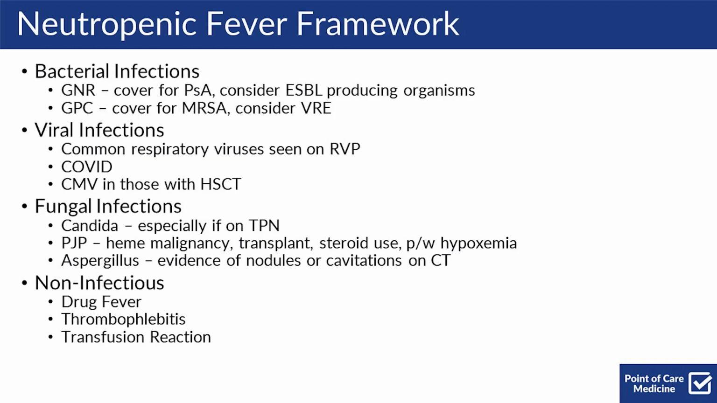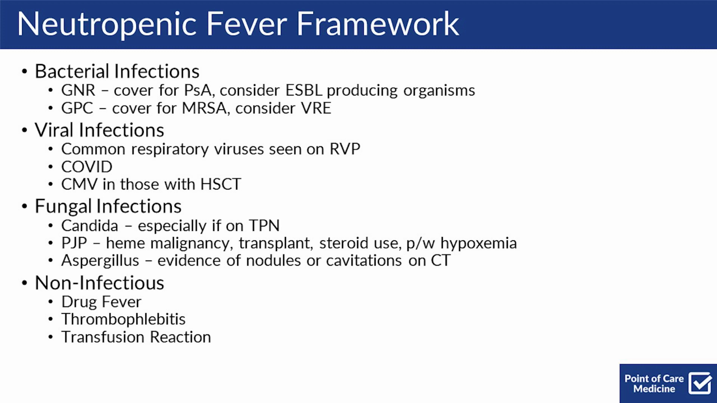So for bacterial infections, when you have a framework, GNRs are what you should be most worried about because they can make patients sick very rapidly. And you have to cover for Pseudomonas. And also be thinking in the back of your mind whether there might be extended beta-lactamase producing organisms where you might need meropenem. For GPCs, you have to cover for MRSA, and you should be considering whether or not you need to cover for VRE based on the patient's history and their presentation, and just how sick they are. For viral infections, you need to be thinking about the common respiratory viruses that are seen on your RVP, especially during the winter months when patients are getting very sick with viruses.